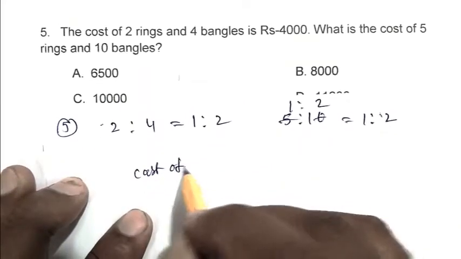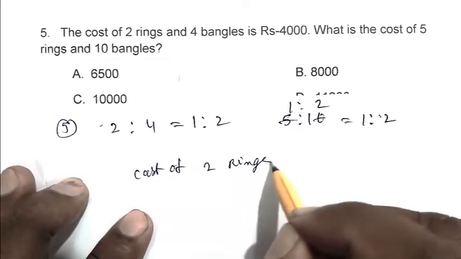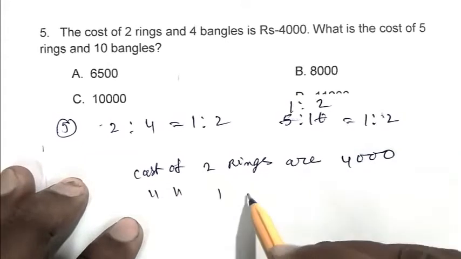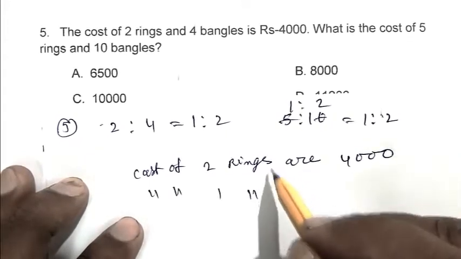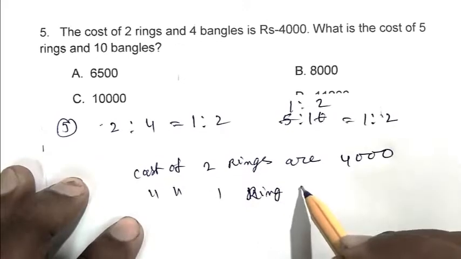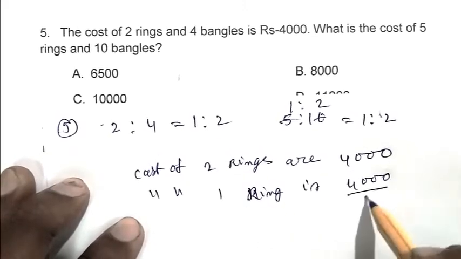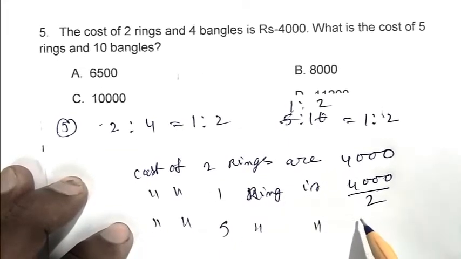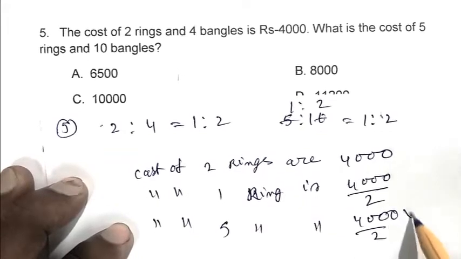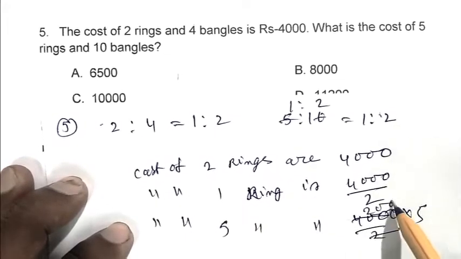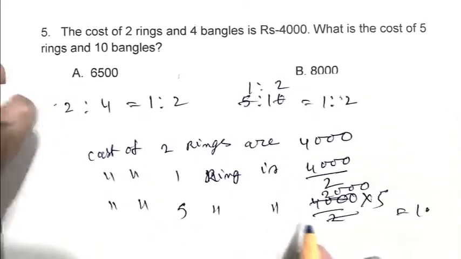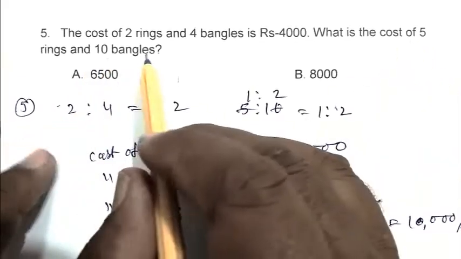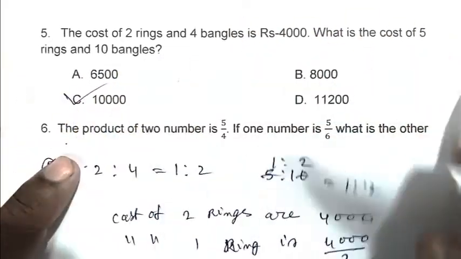Cost of 2 rings are 4,000. Cost of one ring is 4,000 by 2. Cost of 5 rings is 4,000 by 2 into 5, that is 10,000. So cost of 5 rings and 10 bangles is 10,000. So C is the right answer.